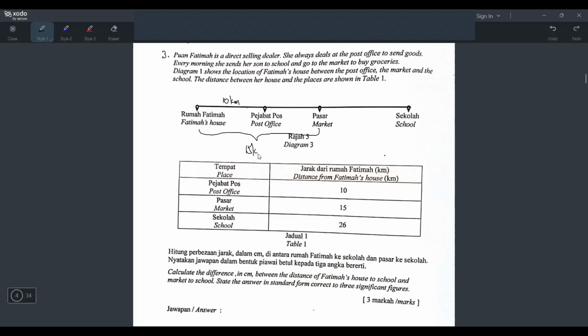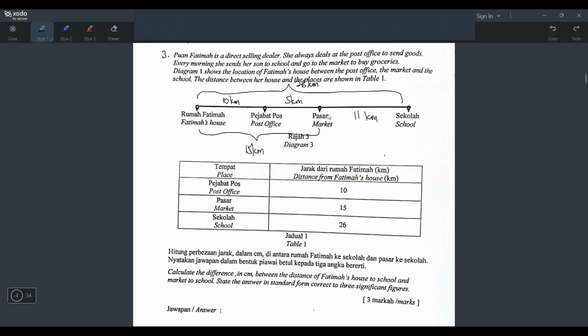So this is 15 kilometer. It means I can find here, right? Just take 15 minus 10, I get 5 kilometer. What about Skola? Skola from Fatima house is 26. So I think the 26 is from house to school, right? So this is 26 kilometer. So can I find this small section? Just take 26 minus 15, right? And I will end up with 11 kilometer. Okay, let's press.